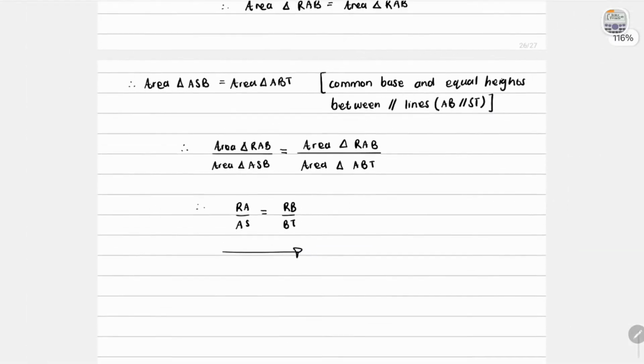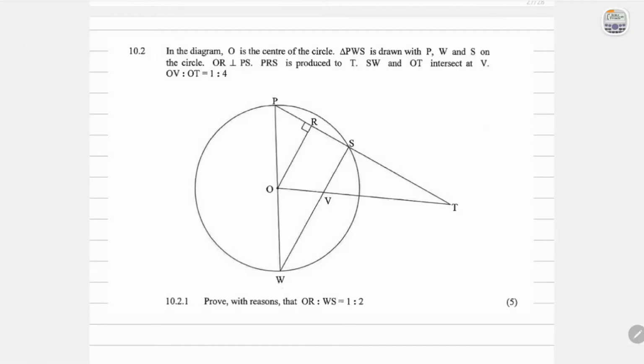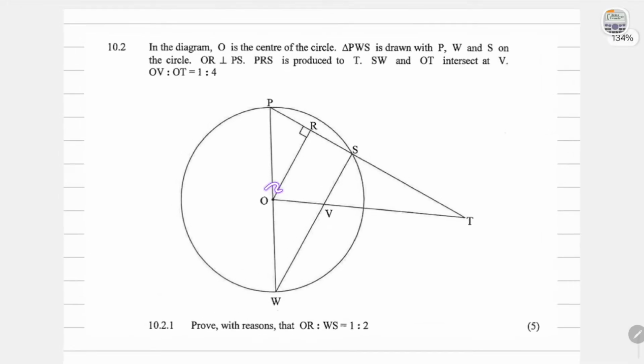And that is it for 10.1. Question 10.2 says, in the diagram, O is the center of the circle. And then we have triangle PWS is drawn, and we have P, W, and S on this circle. So they're on the circumference of the circle. Then we know that OR is perpendicular to PS and PRS is produced to T. SW and OT intersect at V, so those lines just intersect at V.